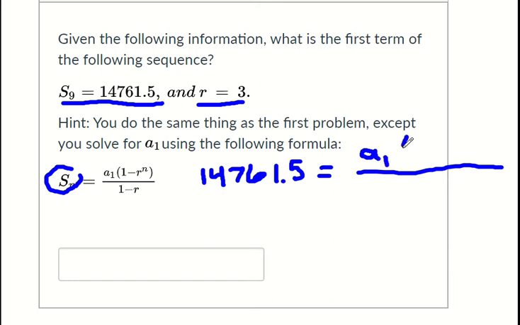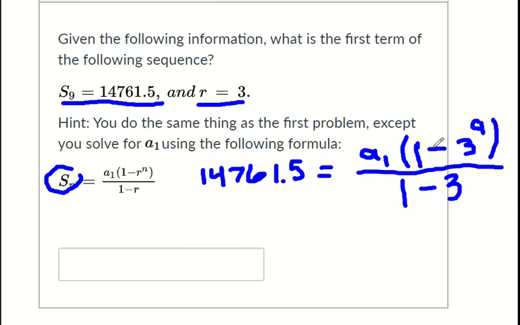We don't know that. But here it's 1 minus r to the n. So 1 minus, well, my r is 3. And my n, because I have the sum of the first 9 terms, is 9. Since it's S of n, it's asking for the sum of the first 9 terms, so 9 would be my n. And then on the bottom, it's just 1 minus 3.